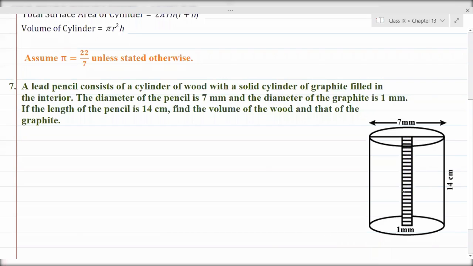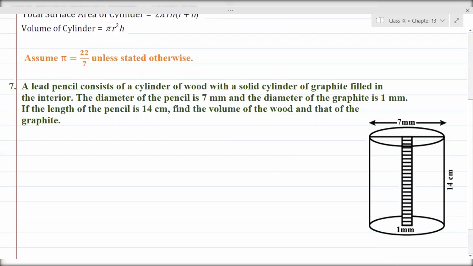Now they are saying the graphite is also a cylinder, and the outer cover which is made by the wood is also in the form of a cylinder. Okay, now they are saying the length of the pencil is 14 centimeter, the diameter of the pencil is 7 millimeter, meaning the whole diameter of the pencil is 7 millimeter, and the graphite part diameter is given here as 1 millimeter. Okay, so now we can say that here we have to find out the volume of the wood and that of the graphite.